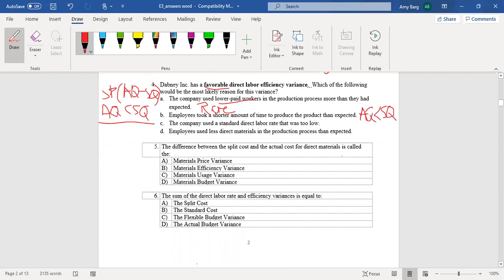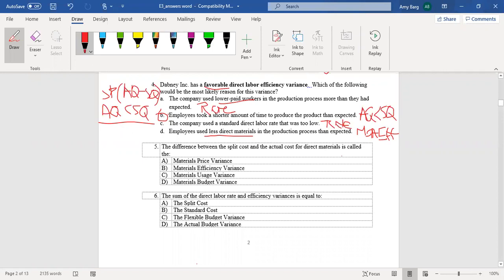The company used a standard direct labor rate that is too low. That's, again, the rate variance, a price variance. And the employees used less direct materials in the production process than expected. So less direct materials. Well, now we're talking about a materials efficiency variance. So the answer to this one is B.